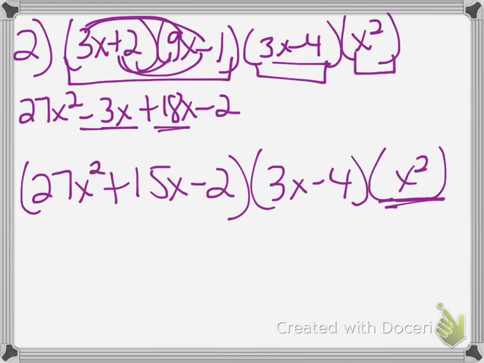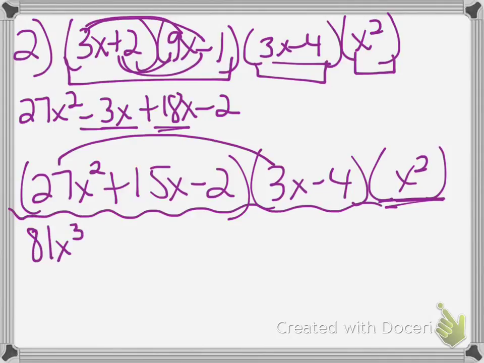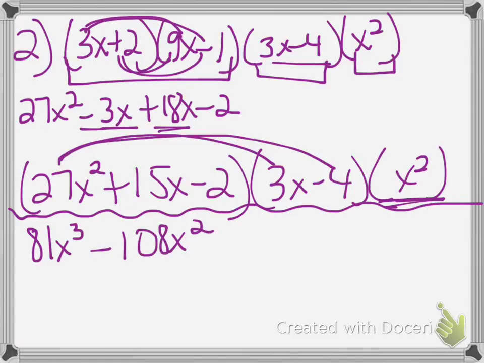Now, this is personally what I do. I like to kind of line up my stuff. So I'm going to do 27x squared times 3x. That one I get 81x cubed. Okay, so this is what I'm going to just kind of separate. Then 27x squared times negative 4 gives me, what do I get there? Negative 108x squared. Now at this time, I'm finished with my 27x squared.